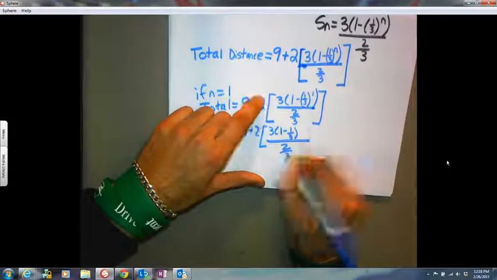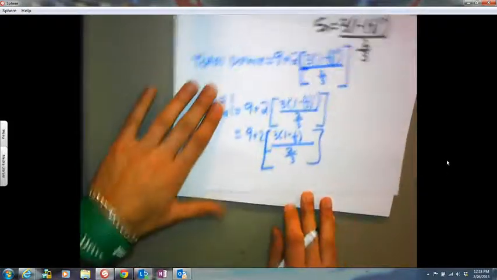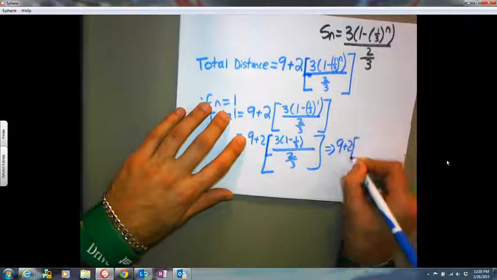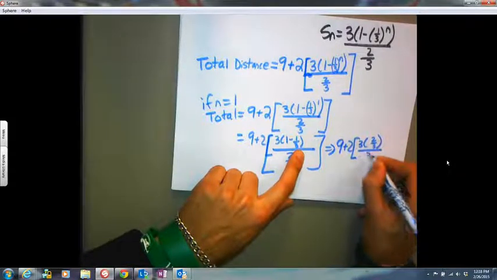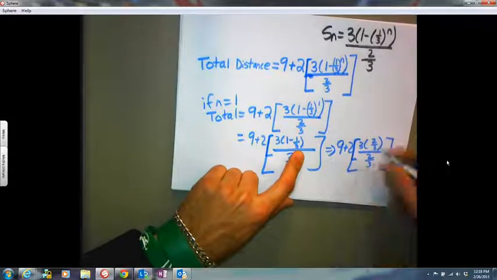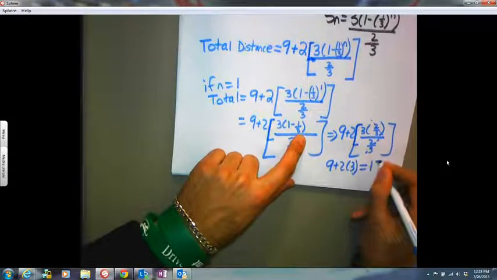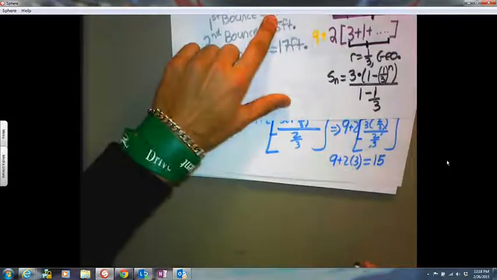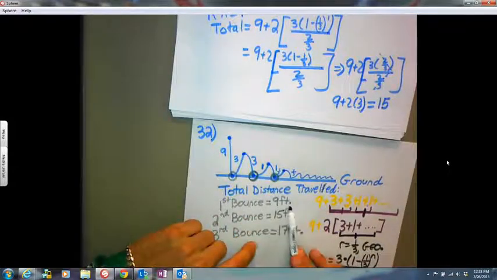So what do we get here? Well, this is 9 plus 2. 1 minus 1/3, that's just 2/3 divided by 2/3. These cancel out. And I get 9 plus 2 times 3, which is 15. But I should have gotten 9. So this formula is wrong.